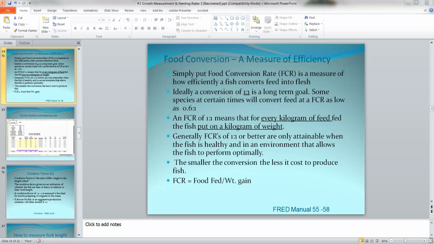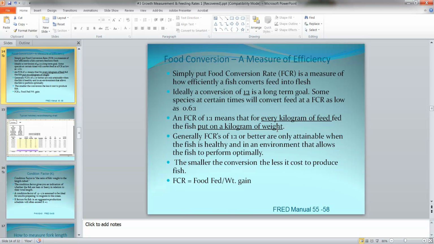So your food conversion ratio is a measure of efficiency, and the basic formula is very simple. It's the amount of food fed divided by the total weight gain of that container, or group of fish, or the biomass. So in other words, an FCR of 1 to 1, and it's a ratio, means that for every kilogram of feed that you fed to those fish, they put on a kilogram of weight. And we're talking about the biomass of the group, right?